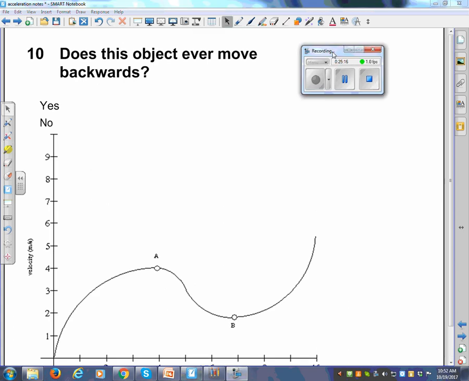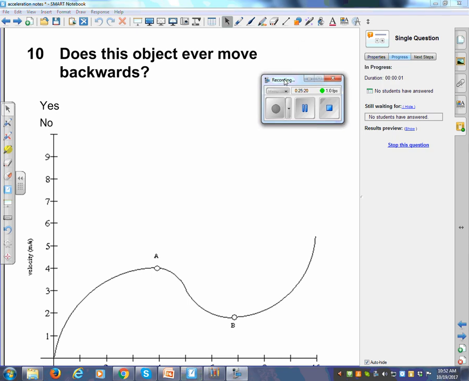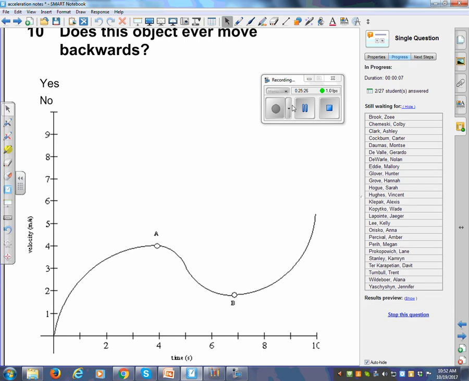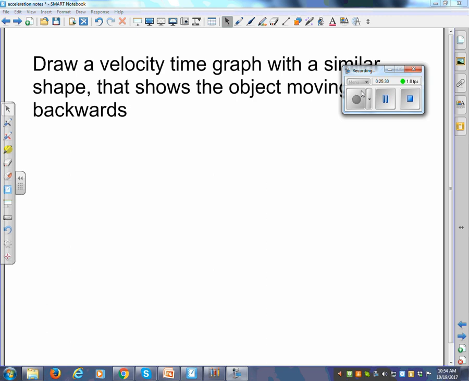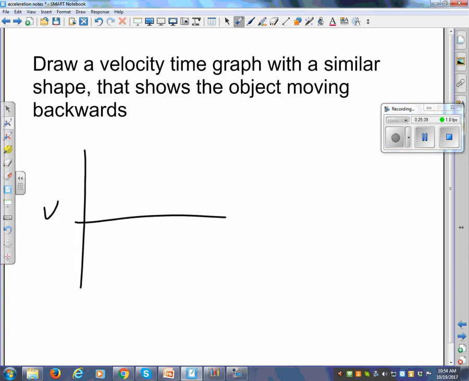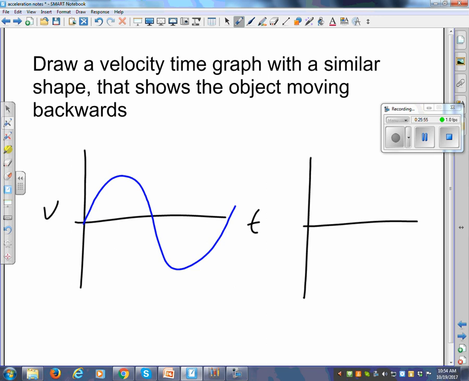Okay, here's another thinking question. Does this object ever move backwards? Yes or no? Does this object ever go backwards? I want you to draw a velocity time graph with a similar shape that does show the object moving backwards. How would I draw that? What would I have to do on my VT graph to make the thing go backwards? Go into the negative? Like that? Yeah? Or what about like that? Which one of those would be going backward?